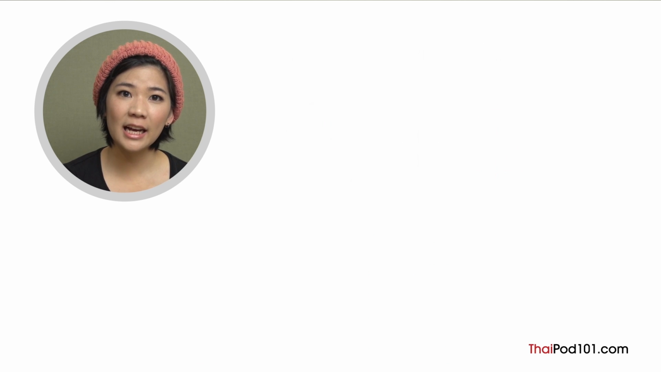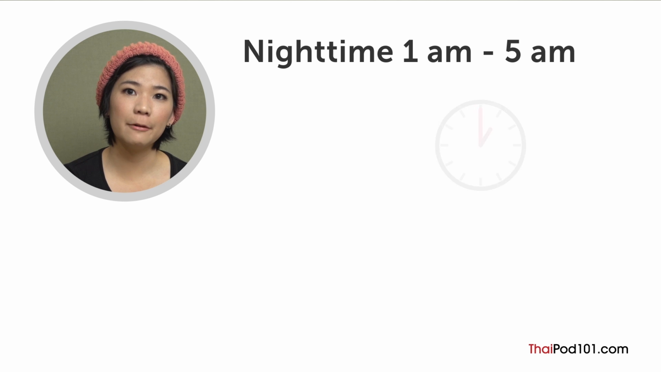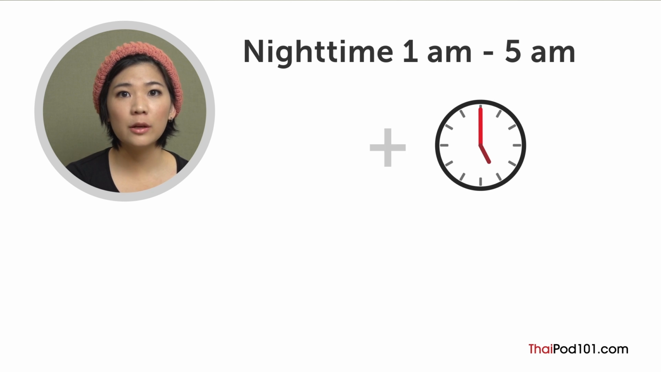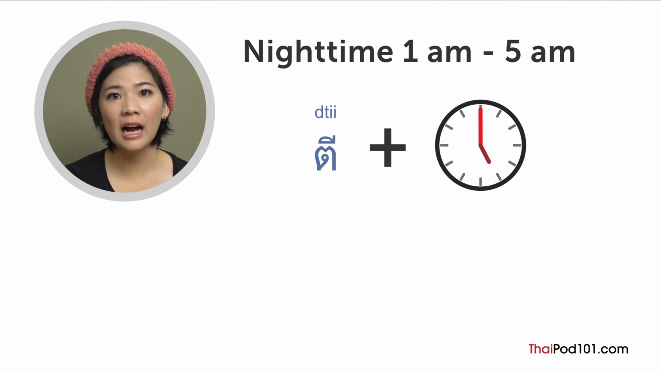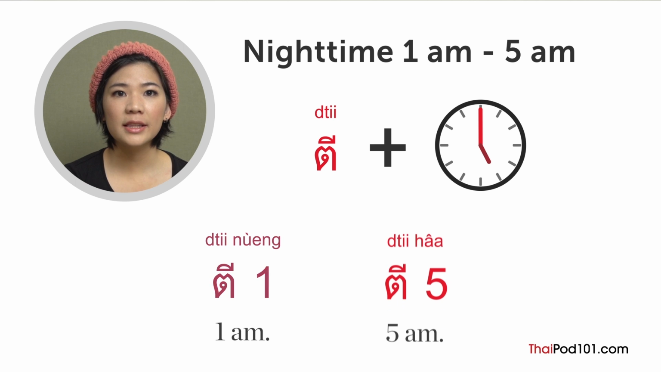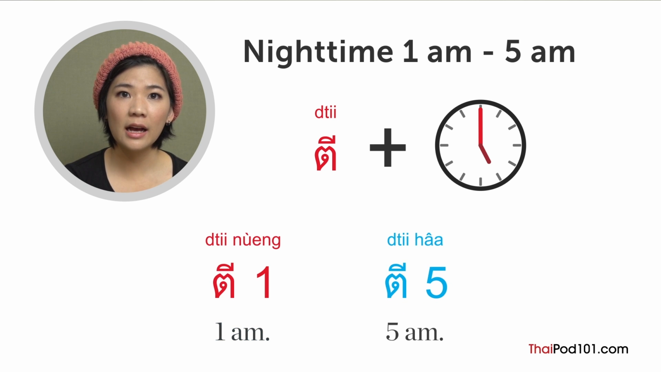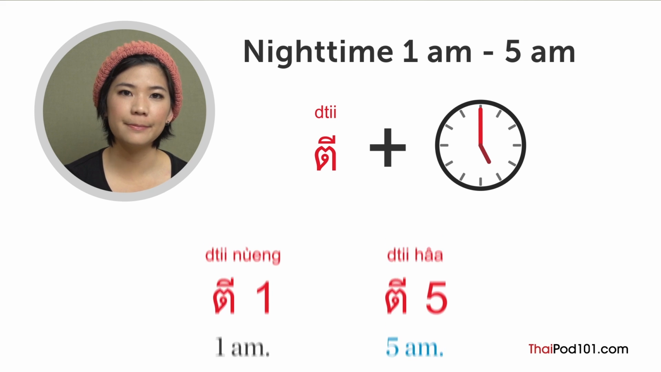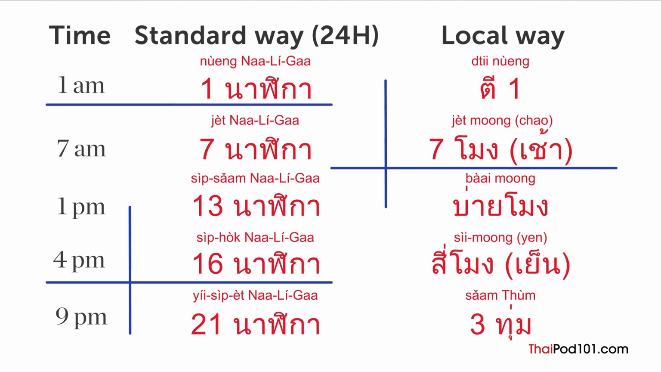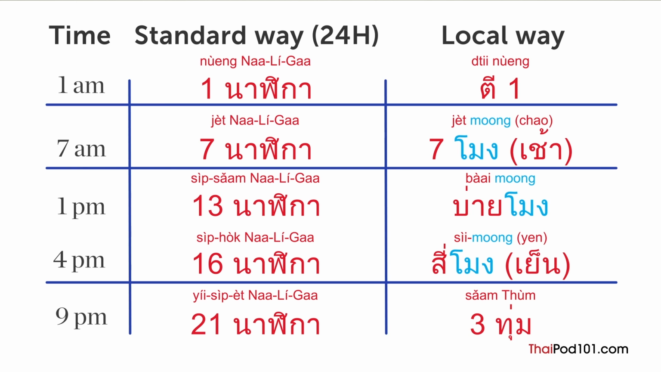Lastly, for night time between 1 a.m. and 5 a.m., we use the word ตี before the hour. For example, ตี 1 is 1 a.m. and ตี 5 means 5 a.m. As you may have noticed, we use โมง for all the hours between 6 a.m.